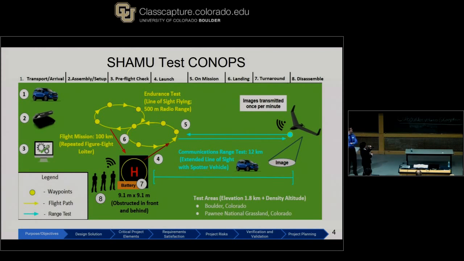The project will be transported and assembled at our testing site, which will be simulated here with our helipad, after which we do our pre-flight checks and fly out the aircraft 12 kilometers to test our 12-kilometer communication range. We'll have it fly back and complete a 100-kilometer range in this figure 8 motion, after which the vehicle will be recovered. We'll swap out the data and the battery, disassemble it, and return home for the day.